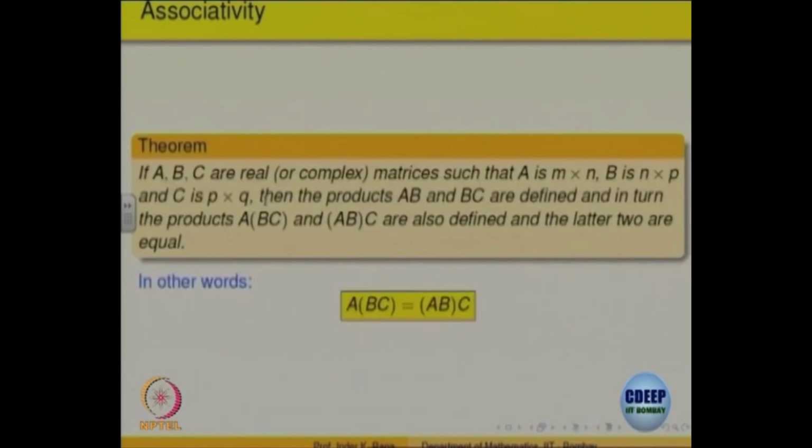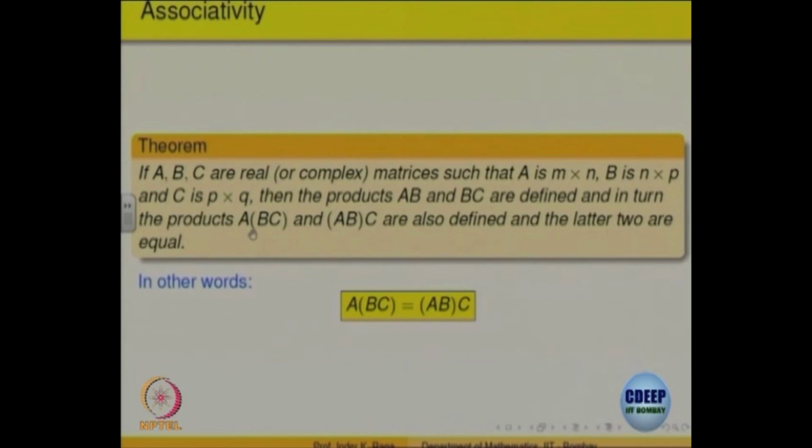One obvious nice property is that it is associative. A multiplied by BC is the same as AB multiplied by C. Defining the product this way gives it a nice property: it is associative. It is not commutative, though. A into B need not be equal to B into A. One can give examples for that.